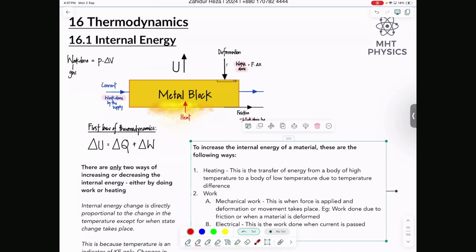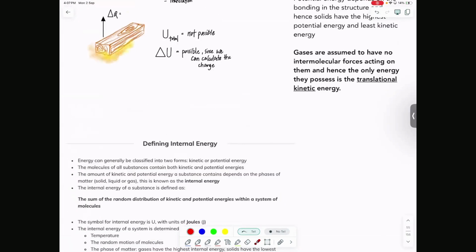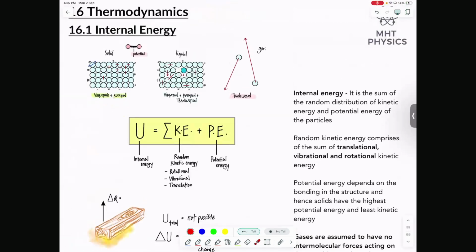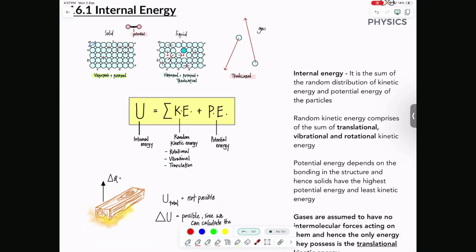Right, so we did this last class. I'll just do a quick recap of this. We saw that whenever you have an object, any material, it contains energy within itself. The molecules have energy, and this energy is referred to as the internal energy. And we found that the internal energy is actually the sum of all the kinetic energy that the particles have, plus all the potential energy that the particles have.